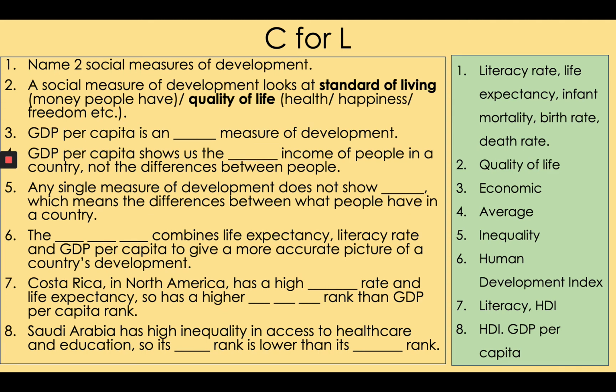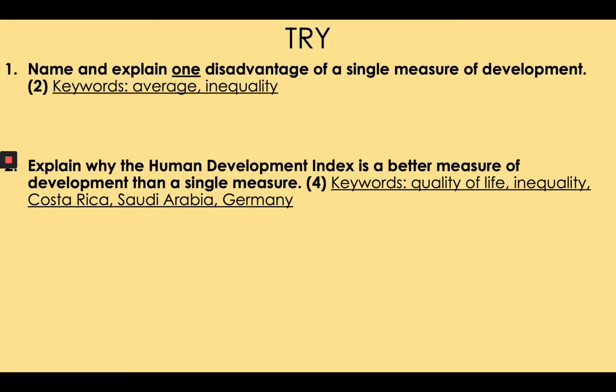And when you feel you've given a good answer to both these questions, then reveal the answers on the PowerPoint and mark your work. Okay, here are the questions. Make sure that you use these keywords in your answers. Okay, let's go through the answers. So first question, name and explain. So name one measure of development and explain one disadvantage of it.